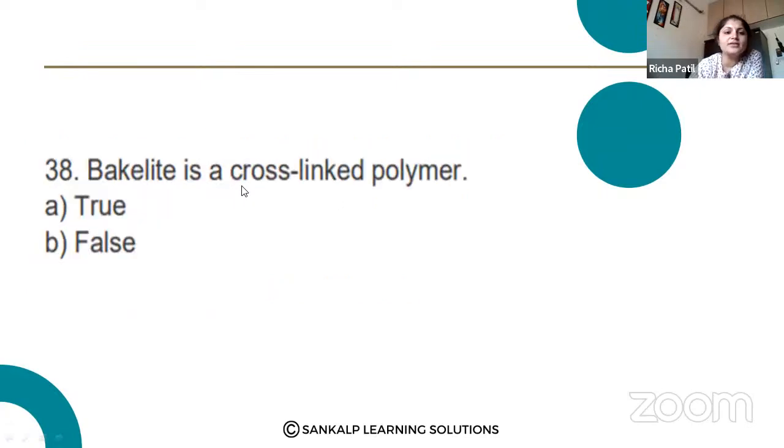Bakelite is a cross-linked polymer. True or false? Yes, correct. Okay, Shilpa, right. It is true because it is made up of phenol and formaldehyde. Good.